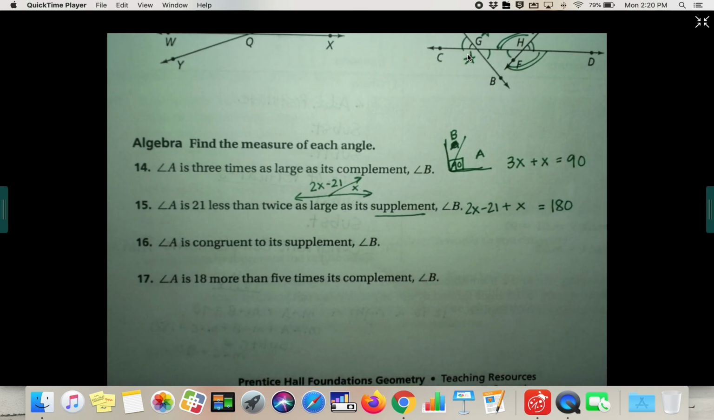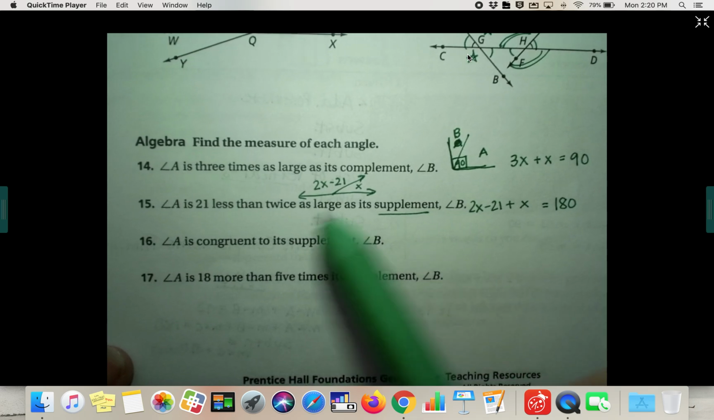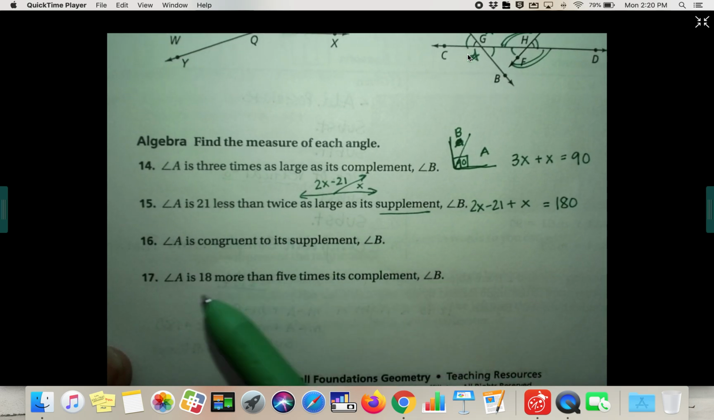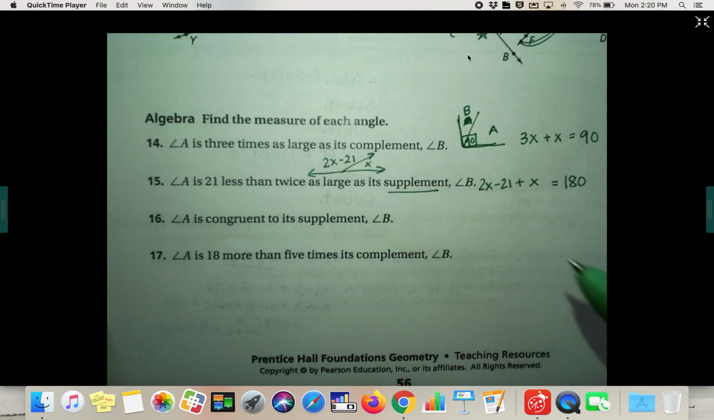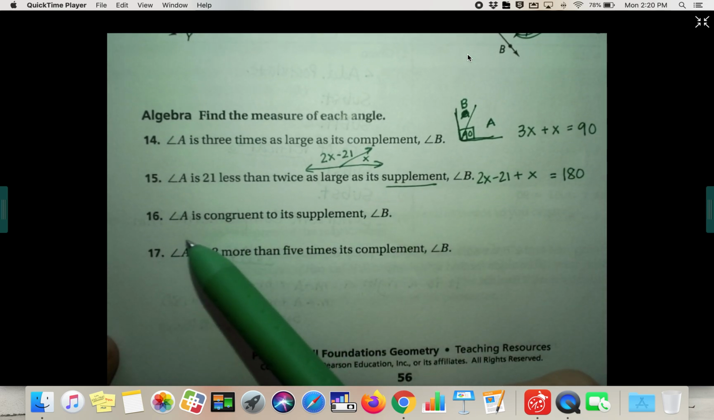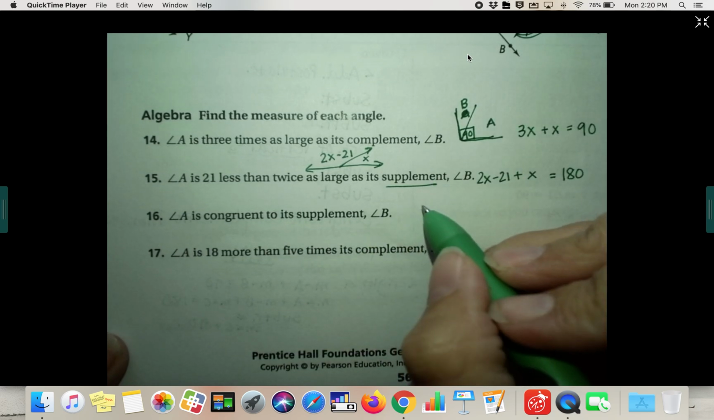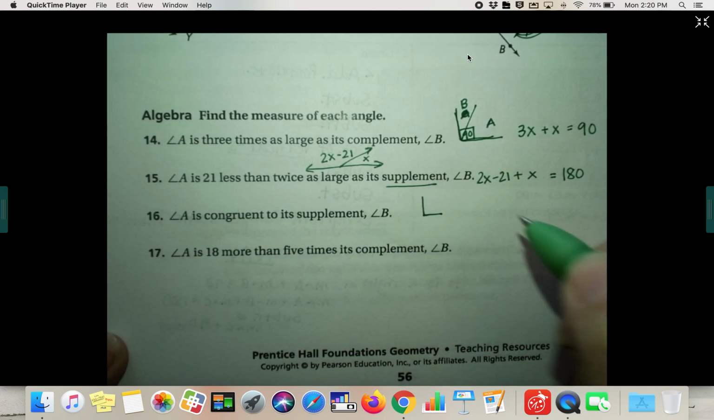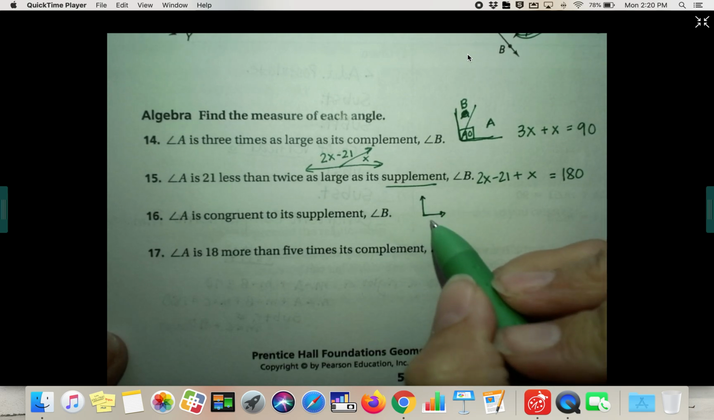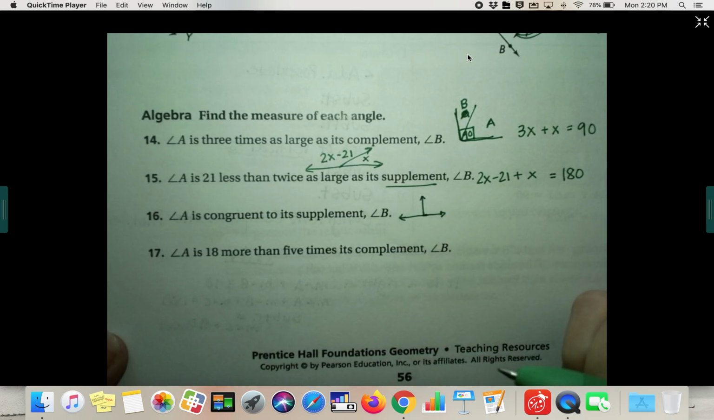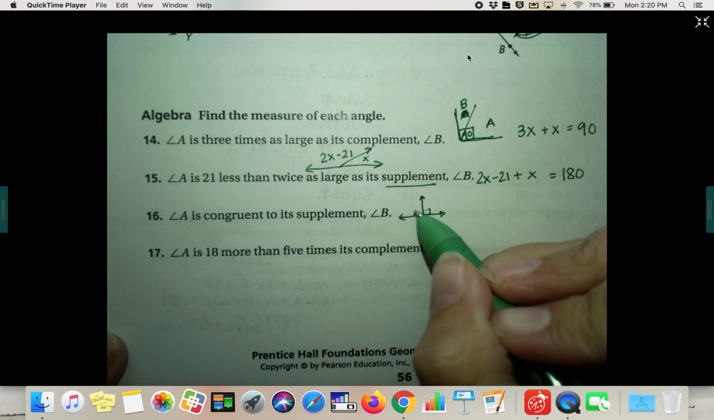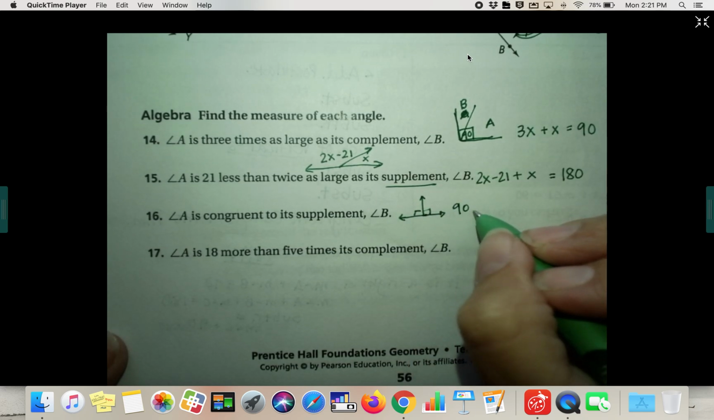Both of these are asking for both angles. I'm just going a little quickly because I want you to practice being able to set it up. I'm sure you're going to do the algebra well and solve it correctly. Number 16, angle A is congruent to its supplement, angle B. That really just told you the answer. Its supplement means they add up to 180, but if they're congruent, they both have to be the same. So each one would be 90.